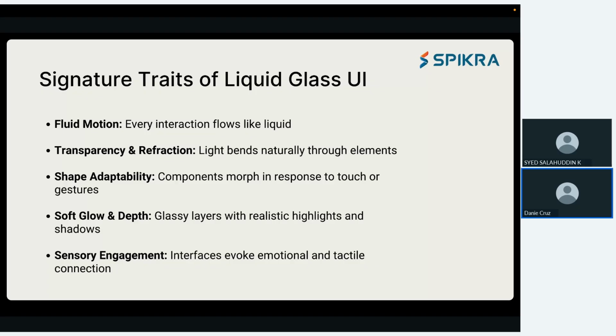So second is transparency and refraction. As we see, it looks like real glass, but it bends and scatters light, creating the depth of the element. And third is shape adaptability. It's like the elements shift and mold depending on how the user interacts. And fourth is soft glow and realistic shadows. It actually adds depth without making it too heavy visually, right?